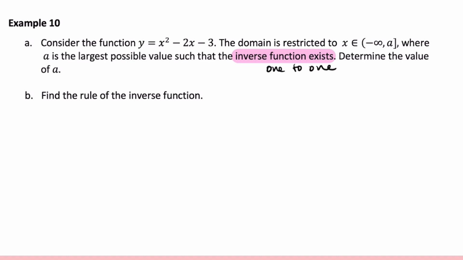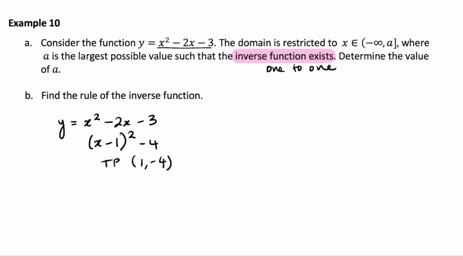The best way to do this is to sketch, so that we can get a visual idea of what's going on. In order to sketch this, I'm going to complete the square so I can find my turning point, and we can find the x-intercepts from there as well. We start off with y equals x squared minus 2x minus 3. If I complete the square, half goes into the bracket and then minus 1 minus 3 will be negative 4. So my turning point will occur at 1 and negative 4.